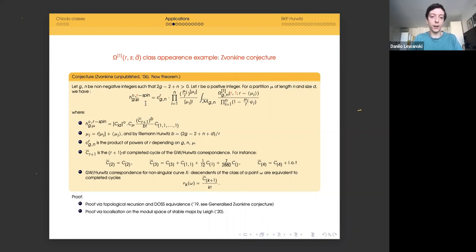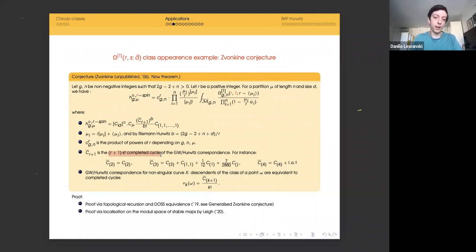And then over infinity, now you have nothing, and you have something that is unramified, so 1, 1, 1, 1, 1. And then all the other ramifications, you require them to be what is called the r plus first completed cycle. I will not enter into the definition of completed cycles because it's a little bit technical, but instead I want to show some examples.